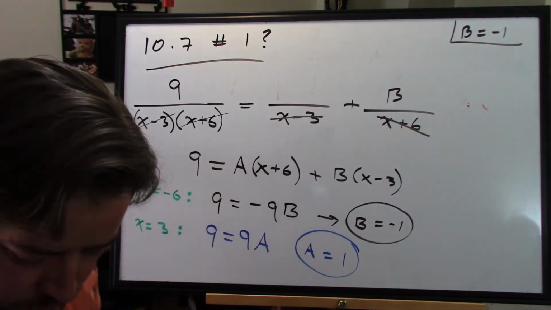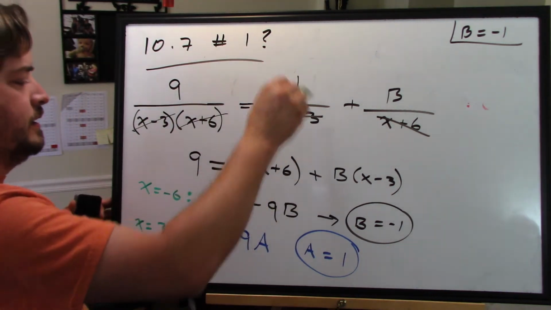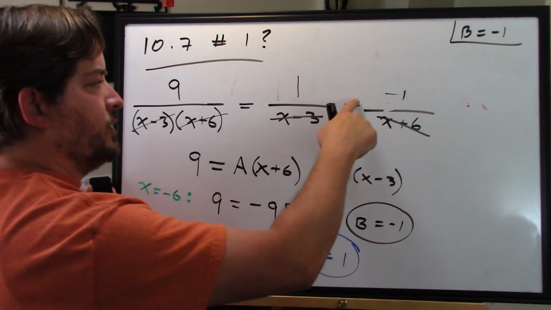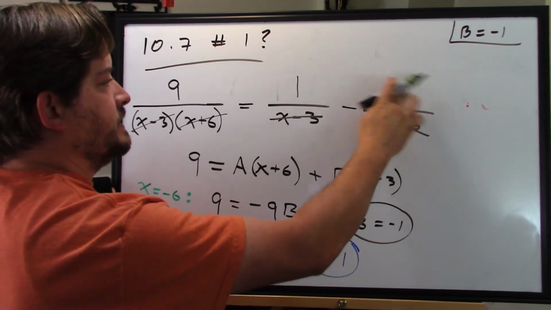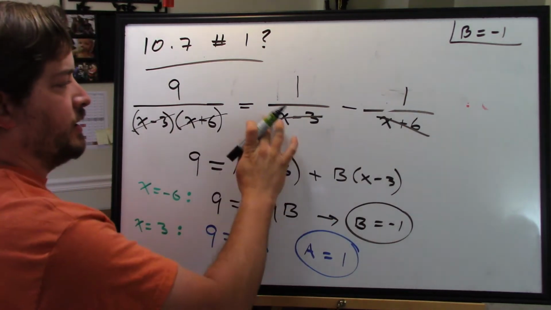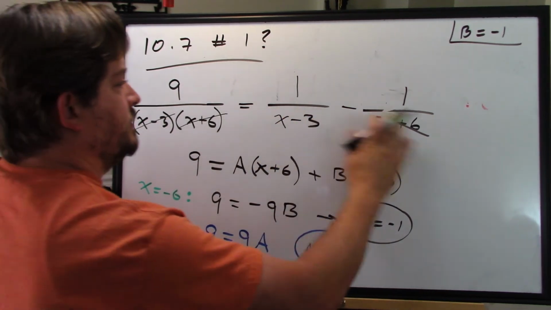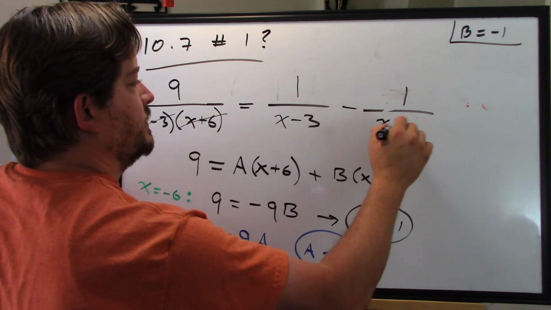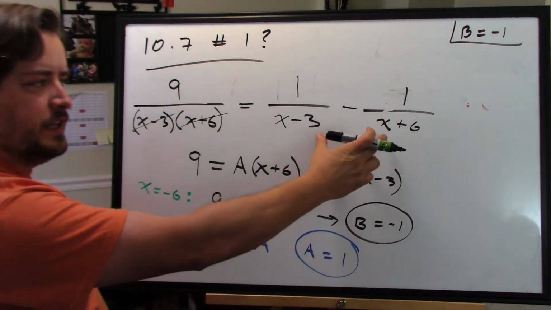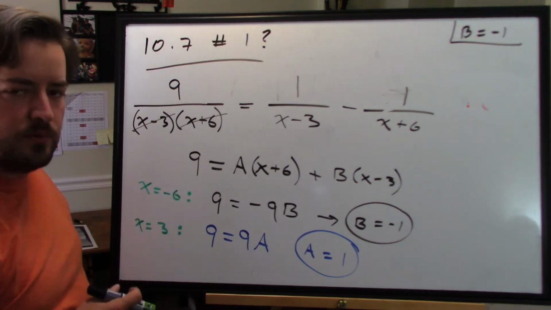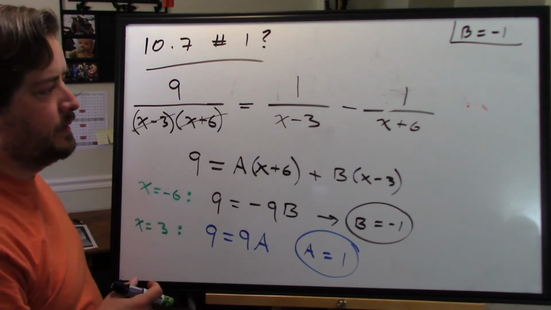Replace a with 1. Replace b with -1. So I can either write -1 here, or I can pull that minus here in this case. Doesn't really matter. But I've got this, and I've got my solution. And you can check that. You can take these two fractions, get a common denominator, add them together, and you should end up with what you have on the left-hand side.